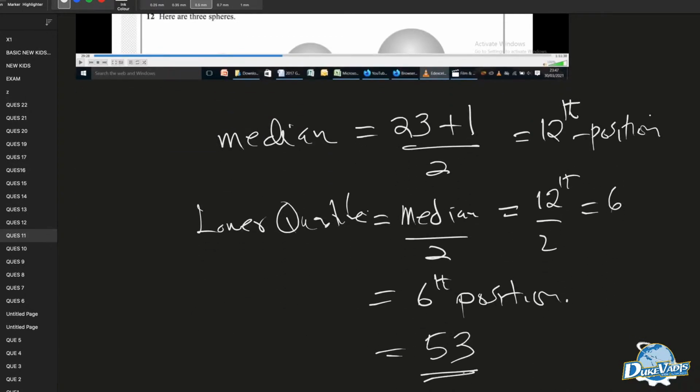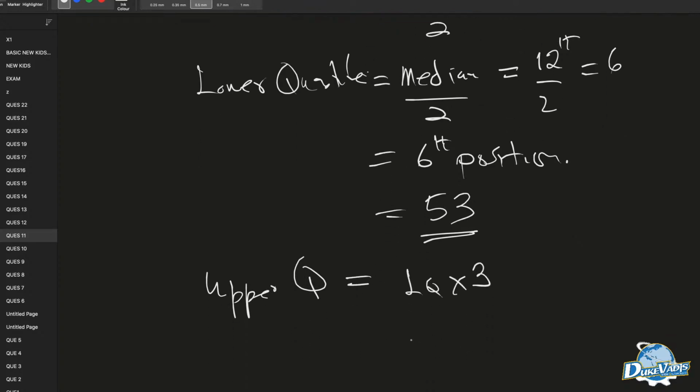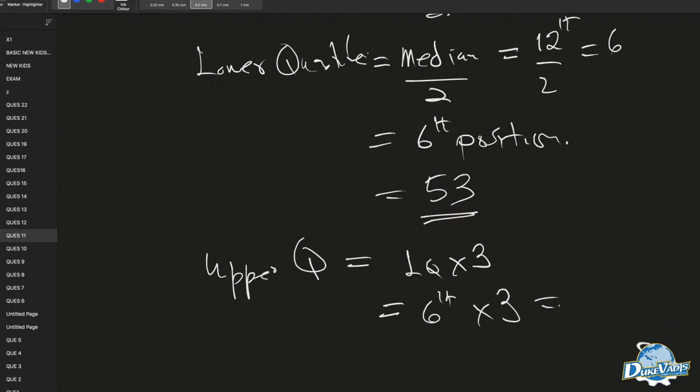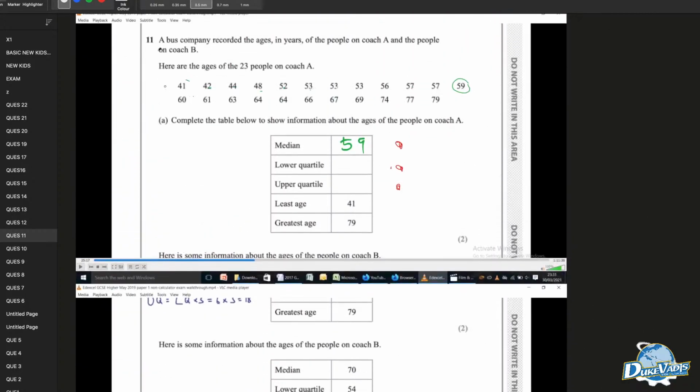Now, to calculate the upper quartile, we multiply the lower quartile position by 3. So the upper quartile will be LQ multiplied by 3. The lower quartile was the 6th position, multiplied by 3, and that will give us the 18th position. So let's go and read it and get that one. So now we know that here is 53.